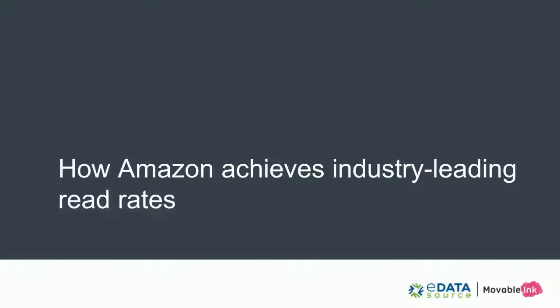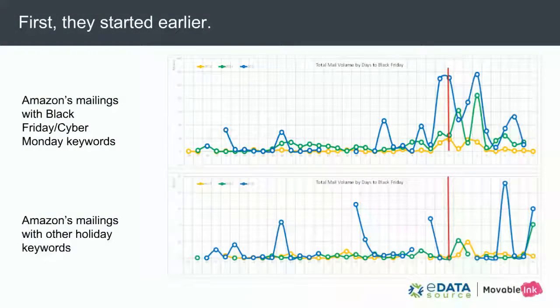So how do they do this? Well, what we have here is a question, first of all, of timing. These graphs show Amazon's holiday-themed mailings by day for the period leading up to and beyond Black Friday. Black Friday is shown with the vertical red line. The horizontal axis is days before and after Black Friday. The vertical axis describes volumes.